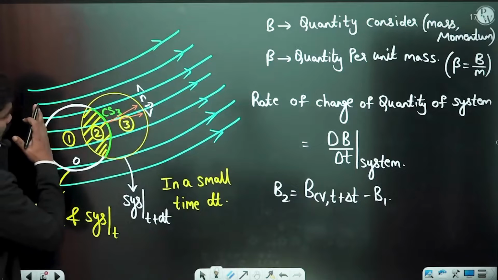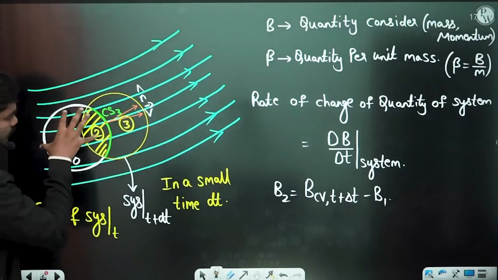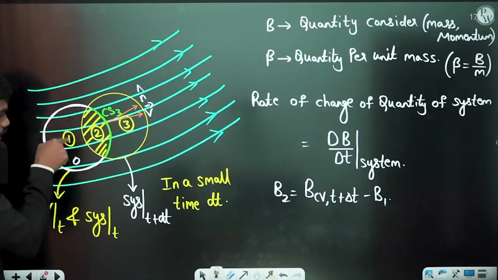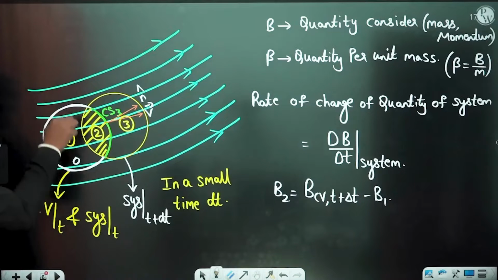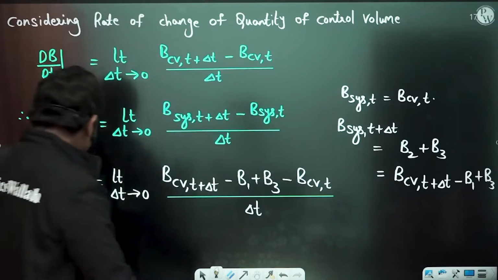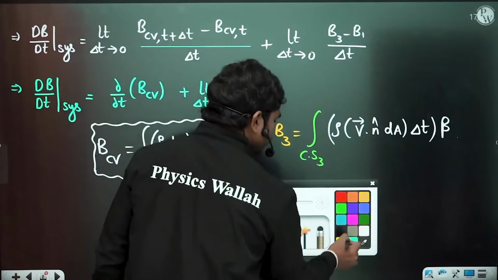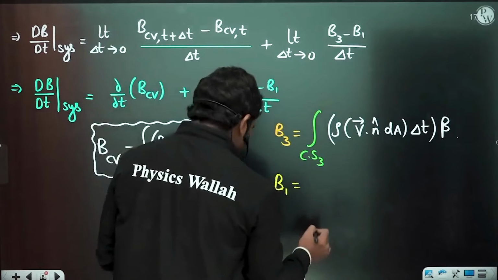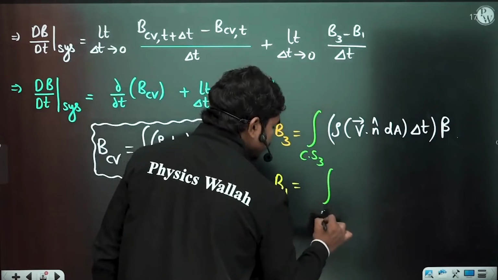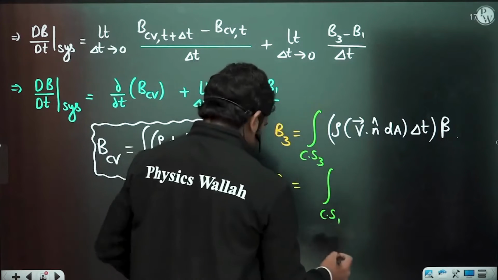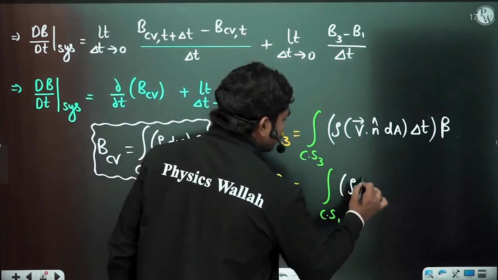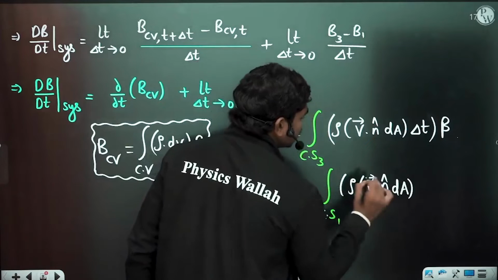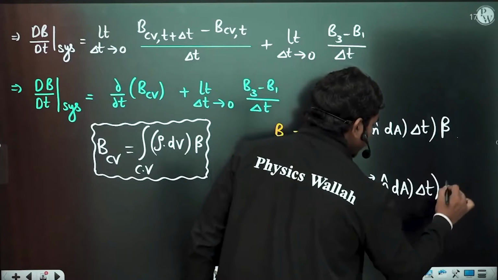So obviously, let us suppose my system, which is initially at this point, is flowing out. Then immediately the next particles which are here will start entering, but they don't come under my system. But if you want to calculate what this B1 is, then B1 is equal to the integration over the control surface CS1 of rho times v bar dot n cap dA, times delta t, multiplied with beta.